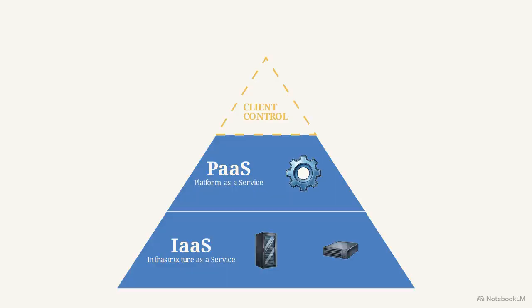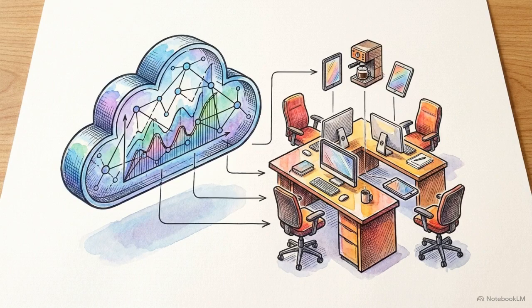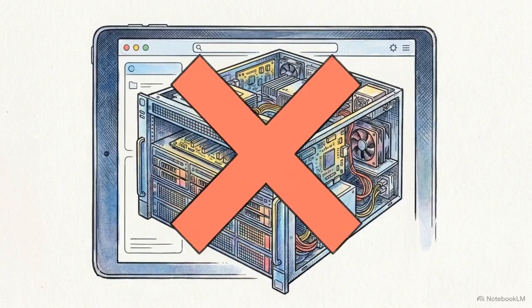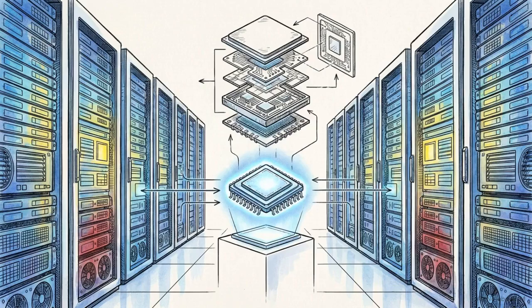At the top is Software as a Service, or SaaS. In this model, the provider manages the entire stack, from the data center hardware to the final application interface. Applications like Microsoft 365, Salesforce, and Dropbox are SaaS. They deliver ready-to-use software via the internet, with no local installation or back-end maintenance required. Choosing between these models is a decision about how far up the abstraction stack an organization wishes to outsource its IT administration.